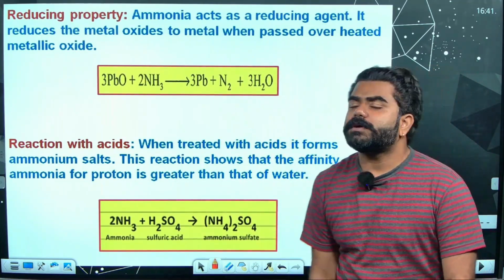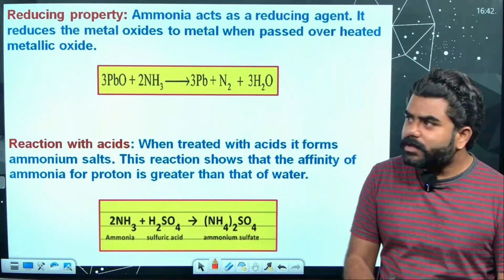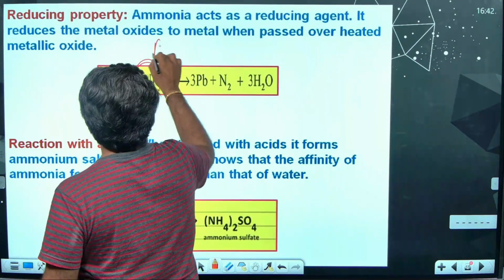Next, coming to the reducing property of ammonia. Ammonia can be used as a reducing agent.